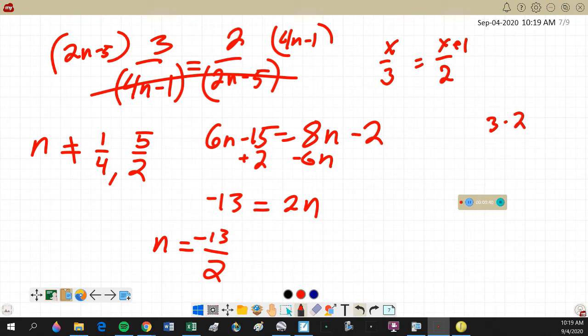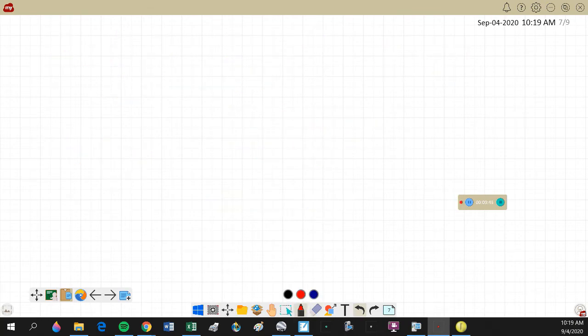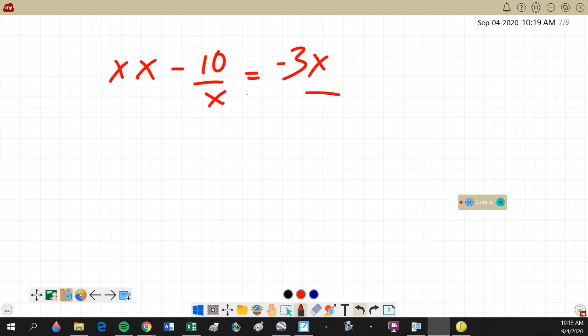Okay, we better do 18. 18 looks really easy, but it's a little more complicated than you think. What is the common denominator? X. So this needs an x, and this needs an x, and I can drop the x, but I need to remember that x is not allowed to be 0.